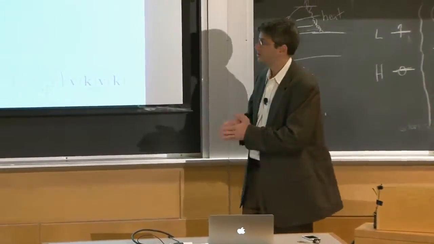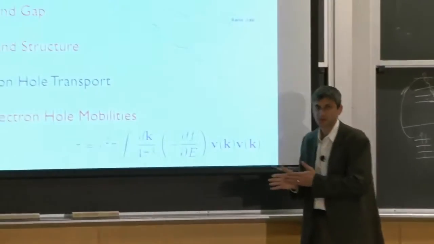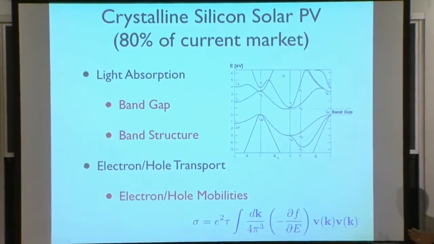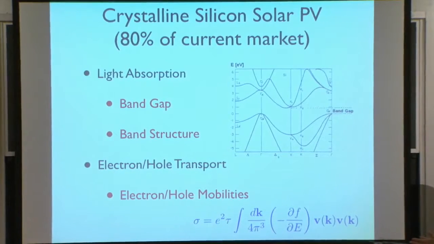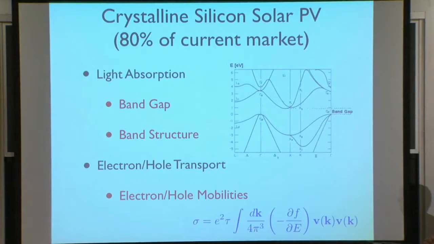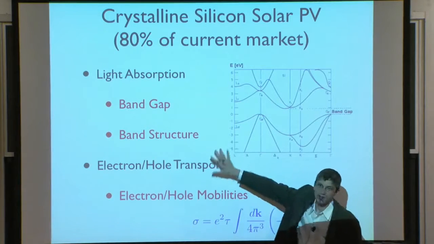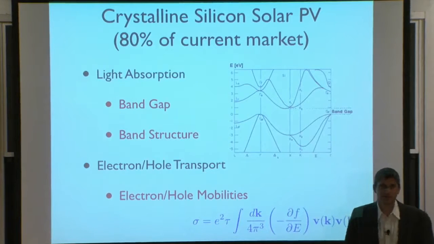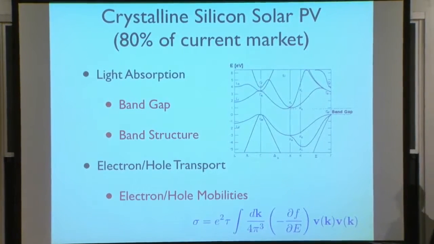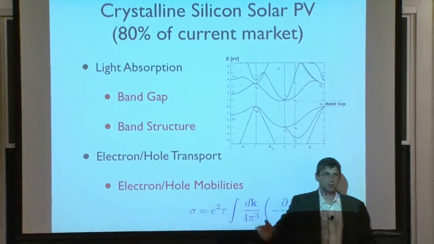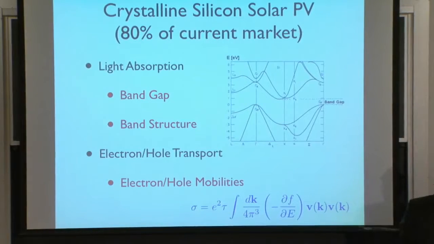Okay, so this is kind of what I've been talking about, but I'll give you a few more specific examples. In crystalline silicon, which is still, I don't know if it's 80%, maybe it's between 70 and 80%, the band structure, the band gap, and the electron hole mobilities, this is all something we just talked about. And it all comes from the band structure. So you get the band structure of the material, and these properties of the picture we just showed fall out.